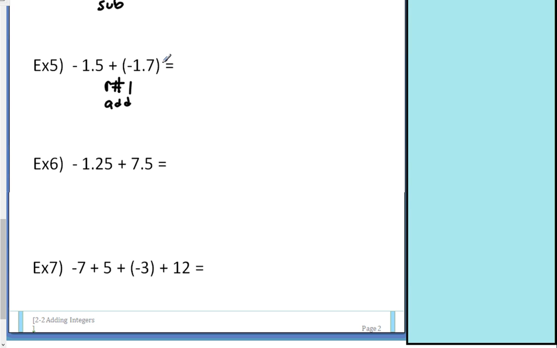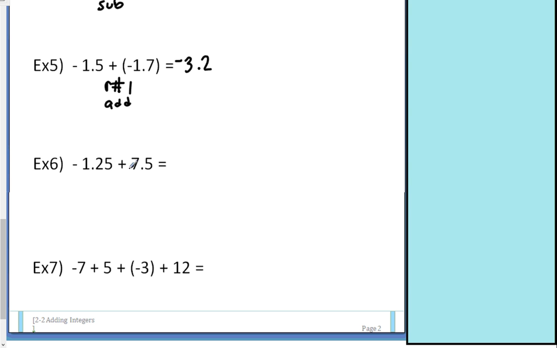Negative 1.5 plus negative 1.7 is 1.5 plus 1.7, which is 3.2. And if you write 3.2, you're wrong because what do you have to do? Red chips plus red chips make more red chips. It's negative. Let's try the next one.